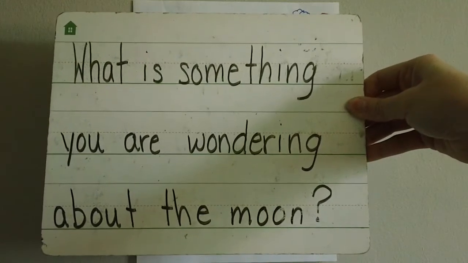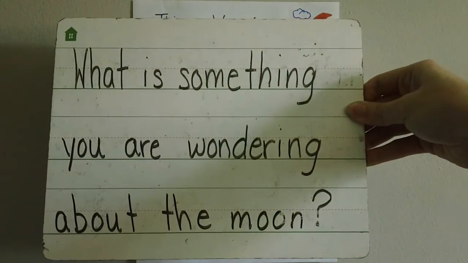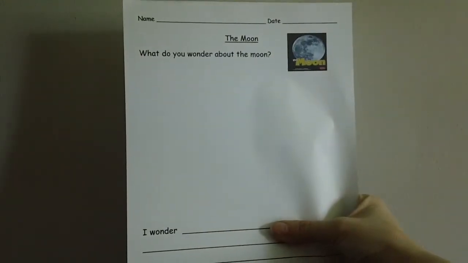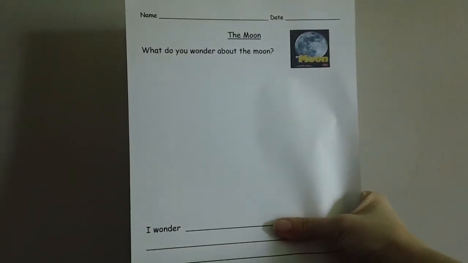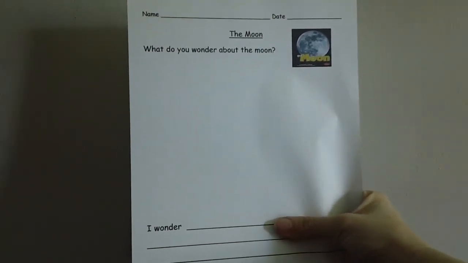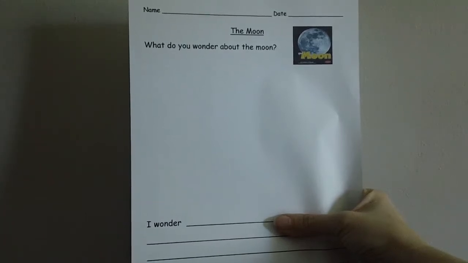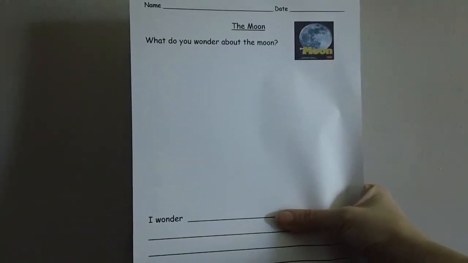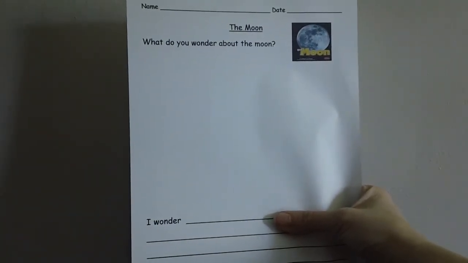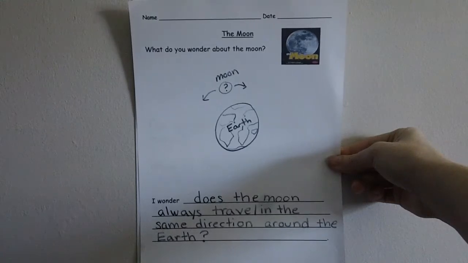What is something you are wondering about the moon? In the packet of emails, you might have a paper that looks like this, where you can draw a picture and write about what you're wondering. If not, you can use just a plain piece of white paper. Miss Dempsey is wondering if the moon always travels in the same direction around the Earth.